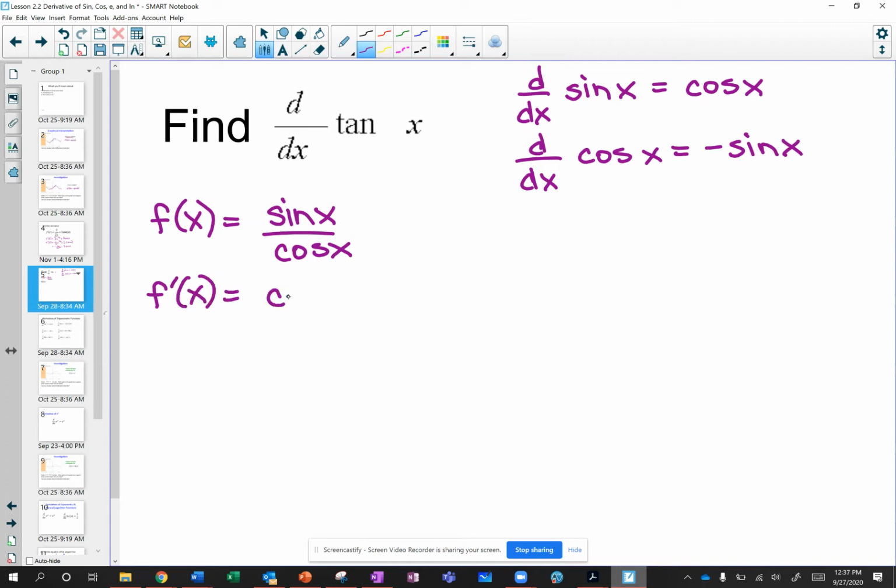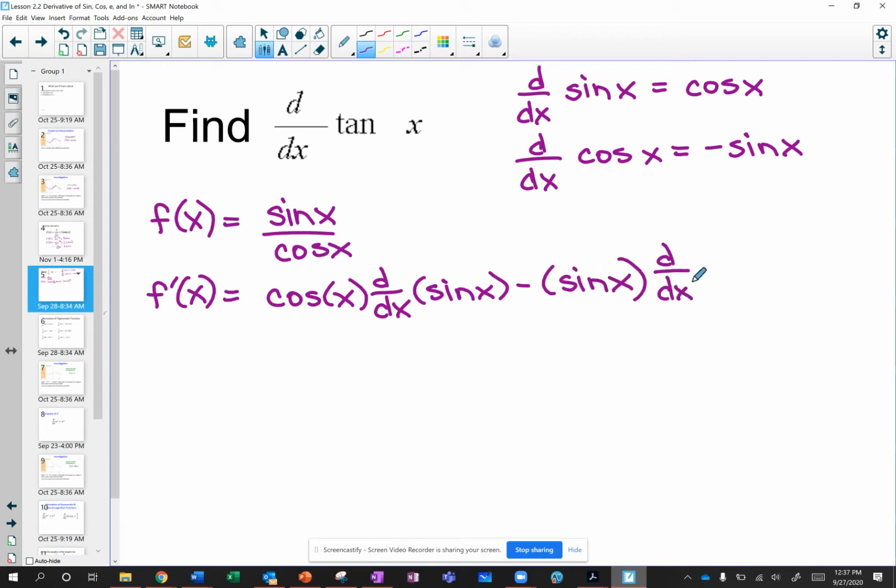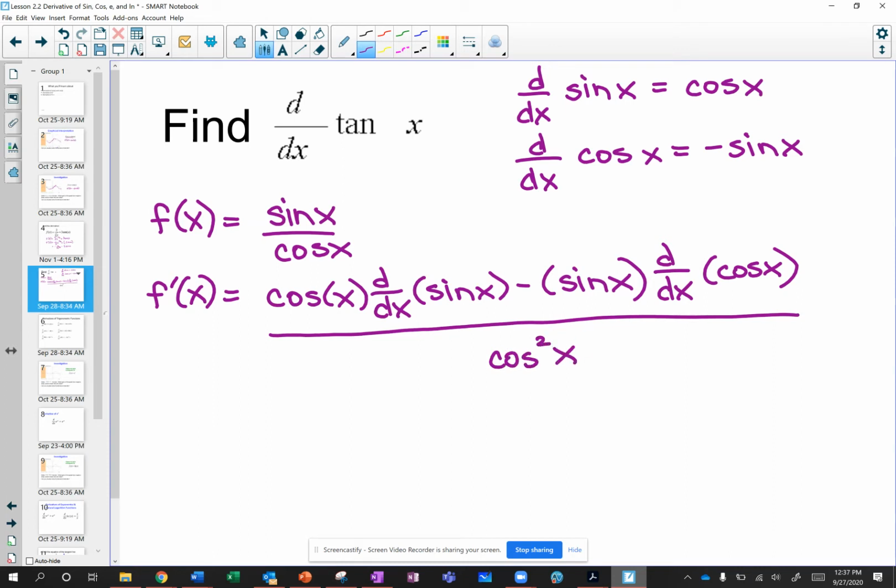So we're going to go low, so cosine of x times the derivative of sine of x, low d high, minus high, so that's sine of x, times the derivative of the denominator, and then it's going to be all over the square of what's below. Now notice how I wrote the square. This is the same thing as cosine of x squared, but this is the more common way of writing cosine squared of x, because sometimes it gets confusing. Does this 2 mean the whole cosine is being squared or just the x being squared? Okay, it's a little side note there.